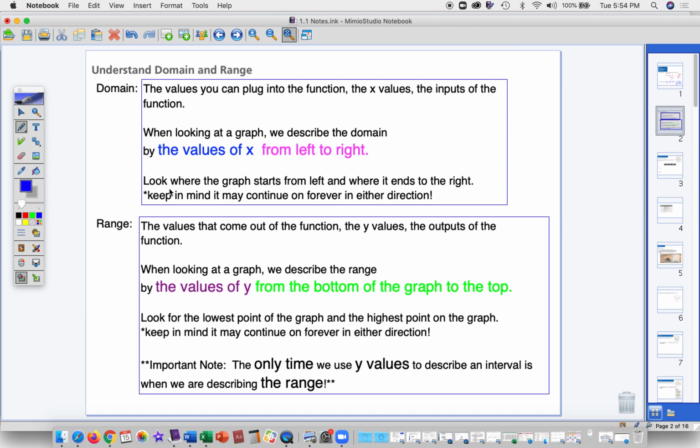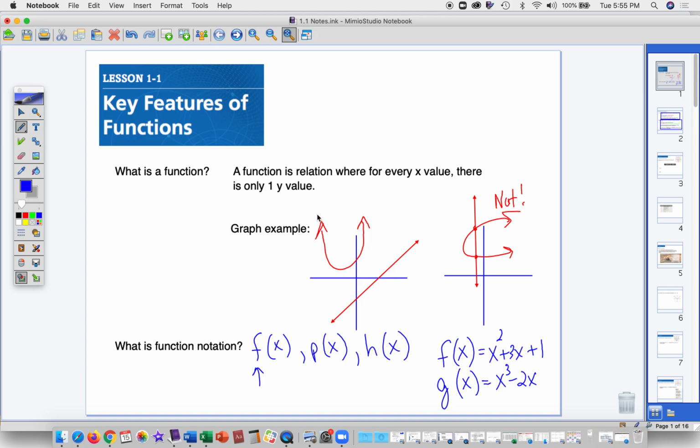So what you want to do if you're looking at a graph is look at where the graph starts from the left and where it ends to the right. Now keep in mind that that graph may continue on forever in either direction. So if we go back to the previous page, this parabola I drew here, that keeps on going, right? Kind of looks like it's going up steeply, but it does continue going on to the left. It continues on going to the right.